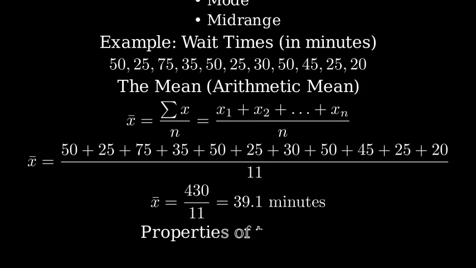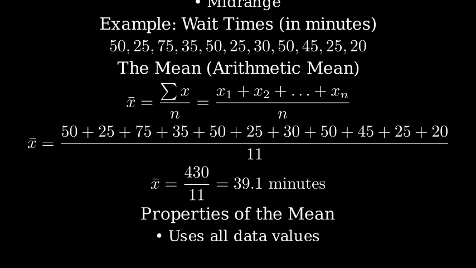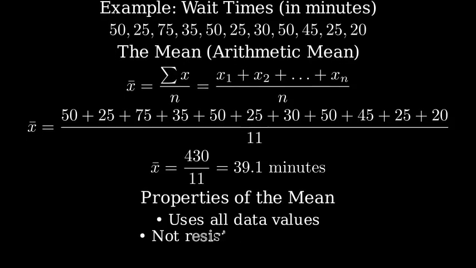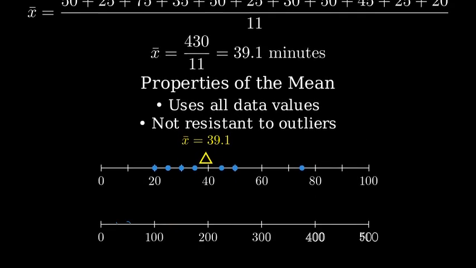The mean has some important properties to keep in mind. First, the mean uses every data value in the calculation. Second, the mean is not resistant to outliers. This means that extreme values can significantly change the mean. If one wait time was extremely long, like 500 minutes instead of 75, the mean would be much higher.